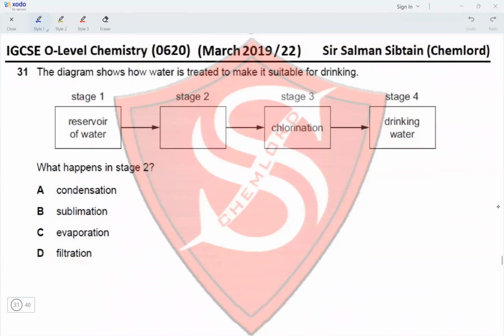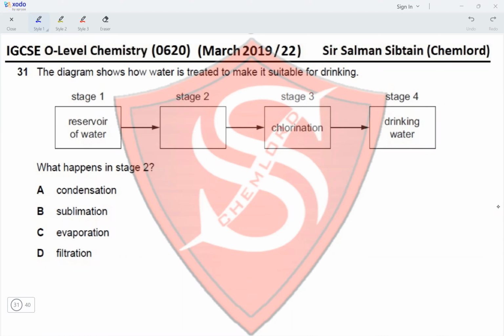Hi guys, this is IGCSE O-Level Chemistry, paper 22, March 2019, question 31. The diagram shows how water is treated to make it suitable for drinking. First, we have a reservoir of water, then it goes through stage 2, then it goes through chlorination, then it is converted into drinking water. What happens in stage 2?